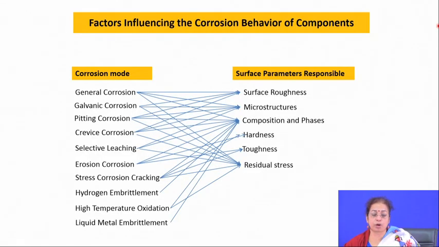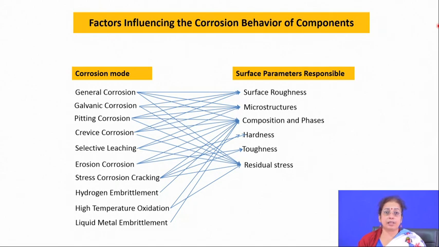So, you have to choose a proper environment, or where there is a chance of liquid metal exposure, choose the proper metal and proper alloy so that it does not undergo the liquid metal embrittlement problem. Now, if you quickly summarize the different modes of corrosion and find out the surface parameters responsible for controlling the kinetics of different types of corrosion, this chart shows the perfect guideline for that.